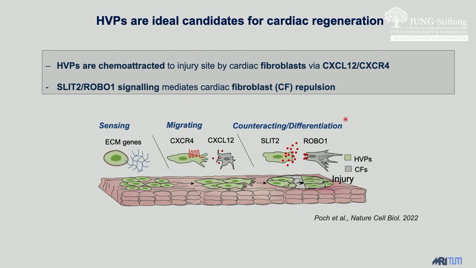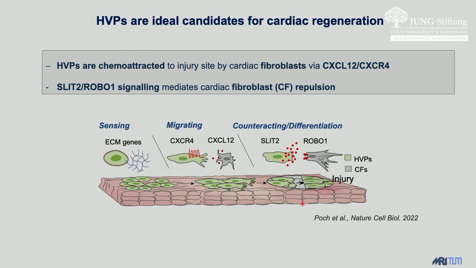And once these counteracting cardiac progenitor cells reach the injury, they highly express SLIT2, which interacts with ROBO1 expressed on cardiac fibroblasts, which leads to a repulsion of cardiac fibroblasts. And these findings allowed the conclusion that the cardiac progenitor cells are able to migrate specifically to cardiac injury and have antifibrotic activity during injury repair.